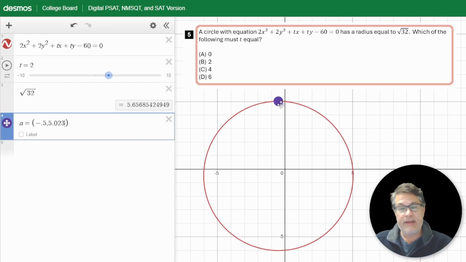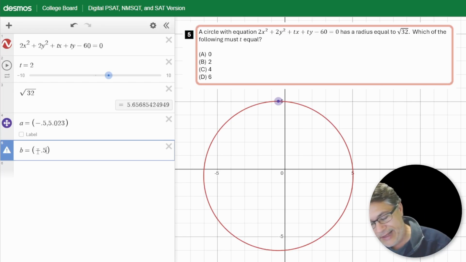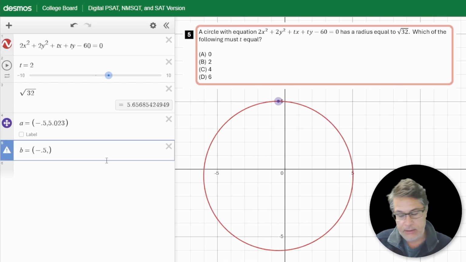And look at that, isn't that cool? You got a nice little dot appearing on the North Pole. We're going to do the same for the South Pole. We're going to say B equals, and again, it's going to have the same x coordinate, so negative 0.5, comma, and then the y value is negative 6.023. So let's put that in.